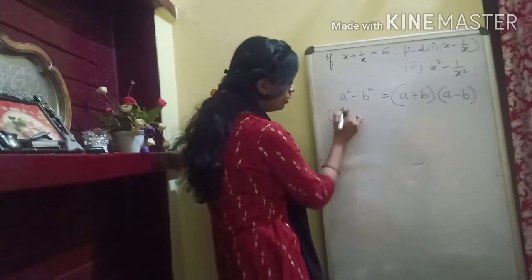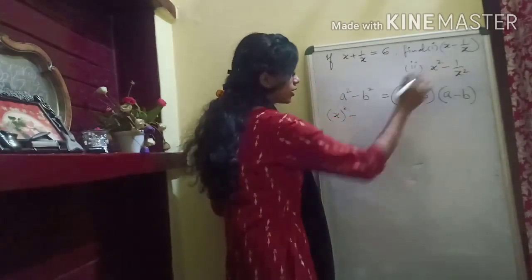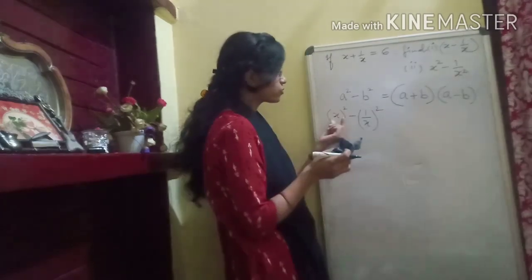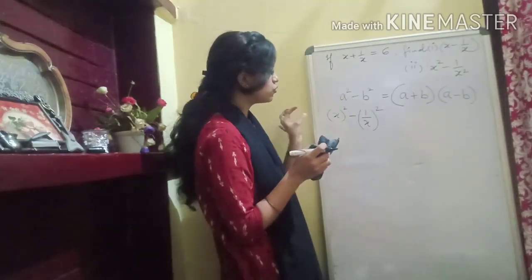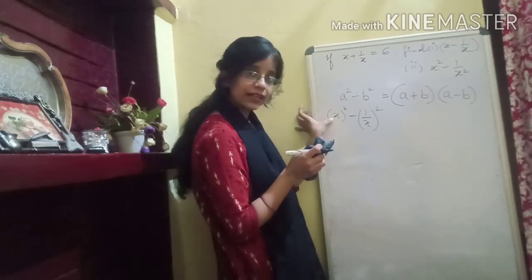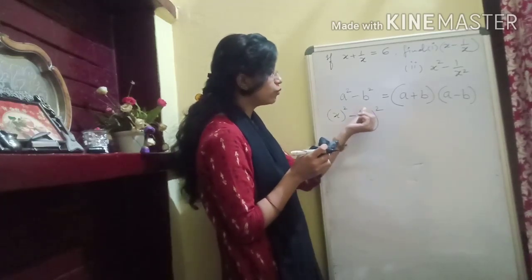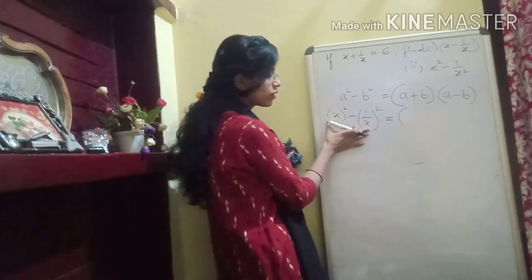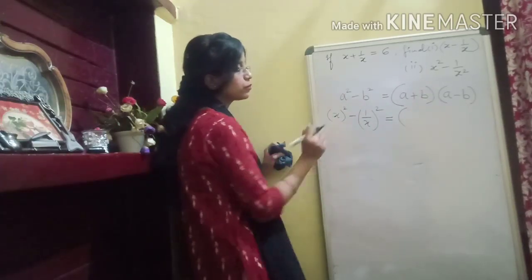So this identity we are going to use, and if I write this question like this, x square minus 1 upon x square, that is x square minus 1 upon x whole square. Is it the same? If I ask you what is at the place of a, it is x. What is at the place of b, 1 upon x. Now let us apply the identity. This is what we have to calculate. On the right hand side we put the value.